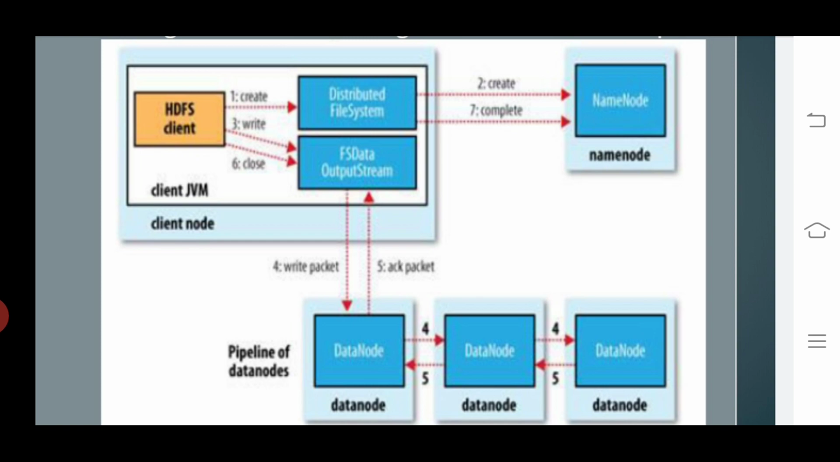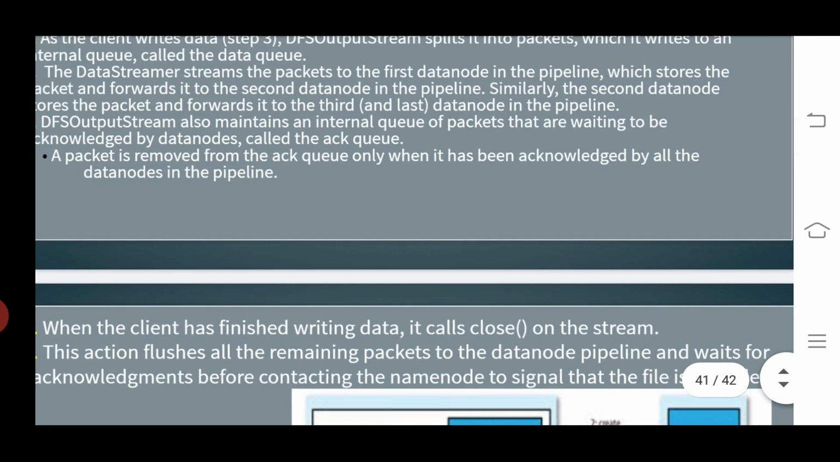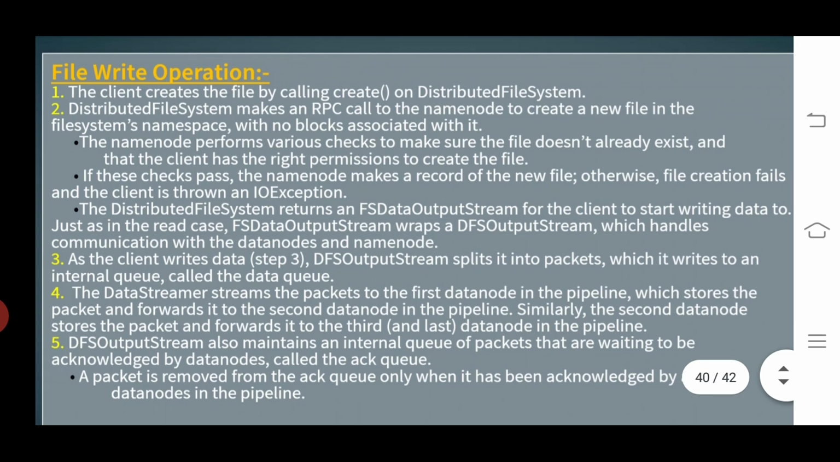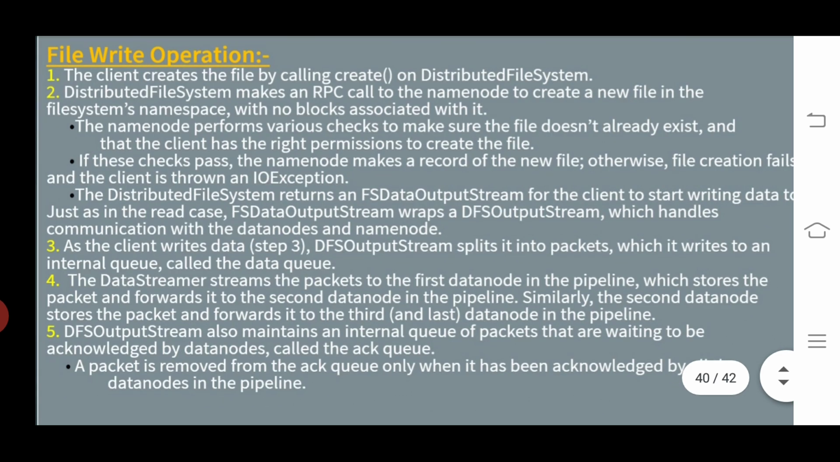Now we can look at these points, and at that time you can easily understand what I am saying. Look at this diagram, these points are nothing but file write operations. First, the client creates the file by calling the create function on the distributed file system. Second, the distributed file system makes a remote procedure call to the name node to create a new file in the file system's namespace, with no blocks associated with it.